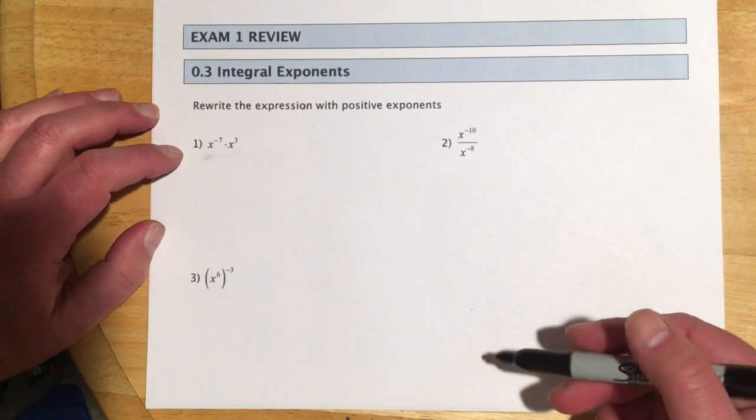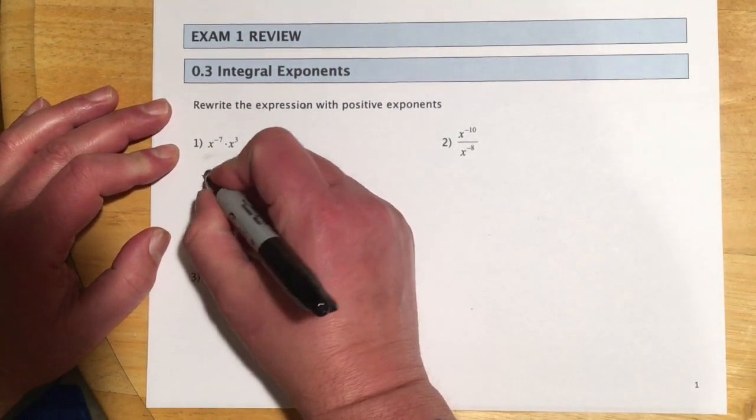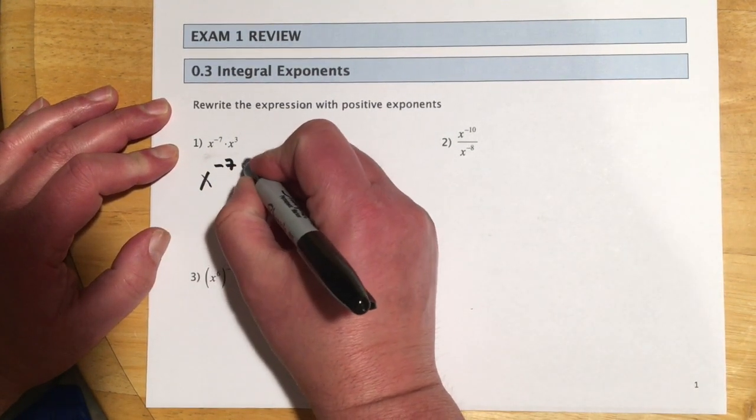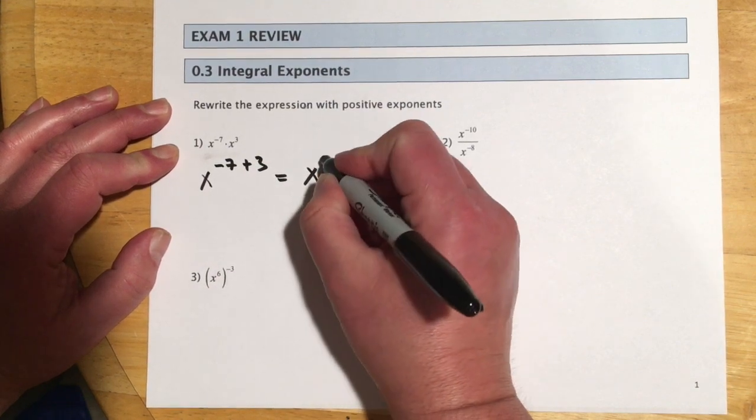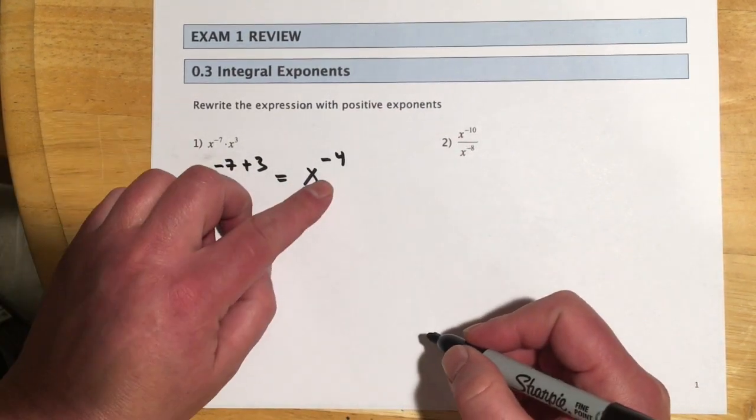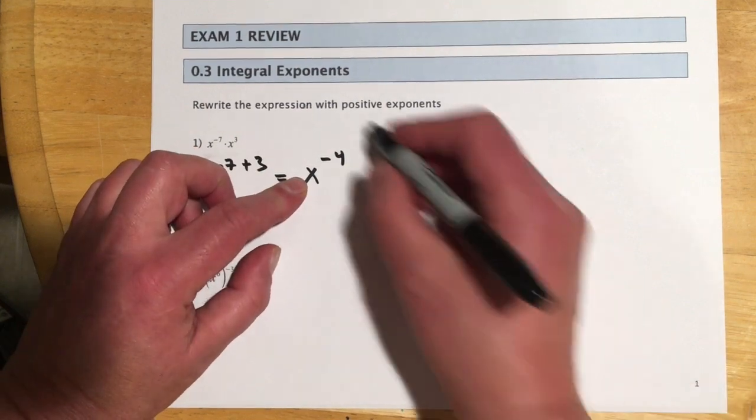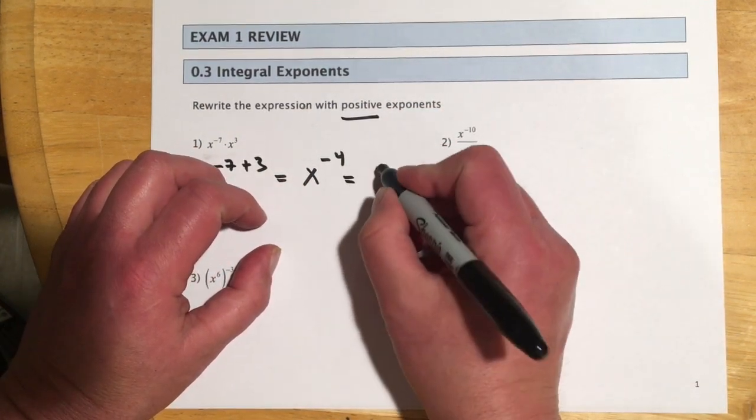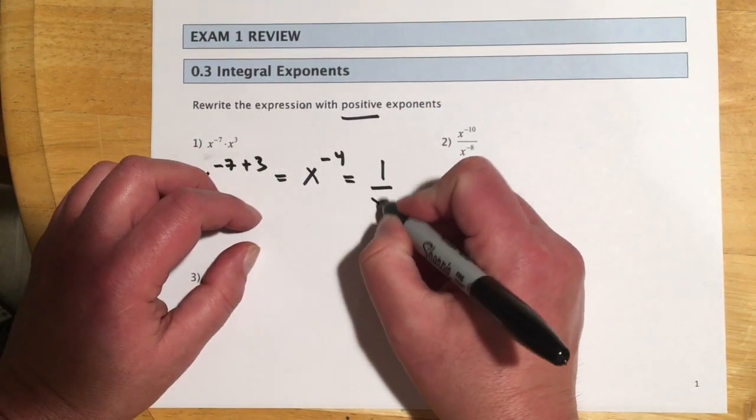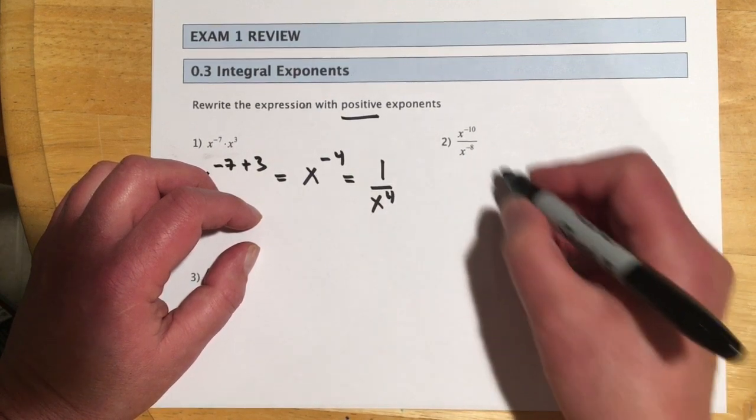So for this first one, we are multiplying, which means we're adding exponents. So we're saying negative 7 plus 3. So that'll be x to the negative fourth. And then remember, it's not simplified until it has positive exponents. So that's going to be 1 over x to the fourth.